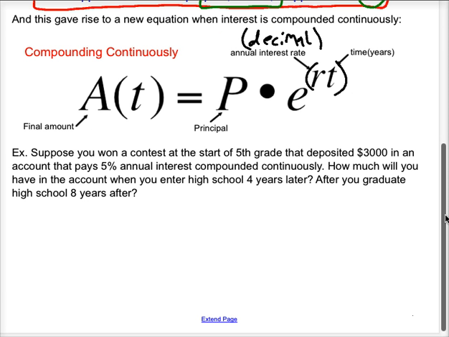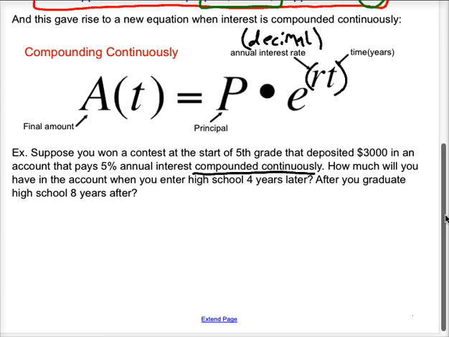Suppose you won a contest at the start of the 5th grade that deposited $3,000 in an account that pays 5% annual interest compounded continuously. So there's that magical vocabulary, compounded continuously. That's telling us to use this particular equation. How much will you have in the account when you enter high school 4 years later? After you graduate high school 8 years later?